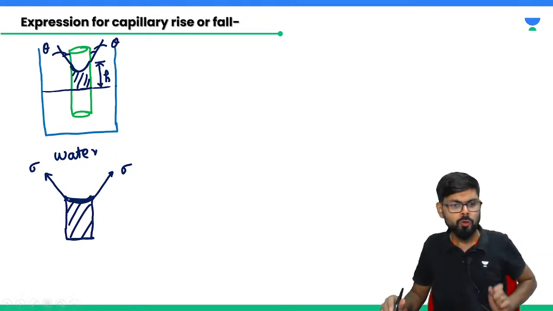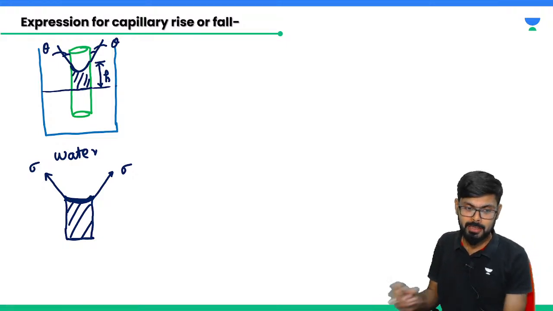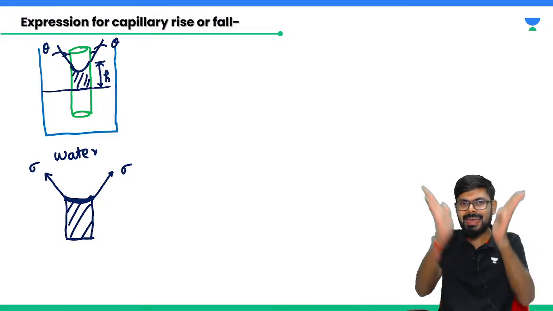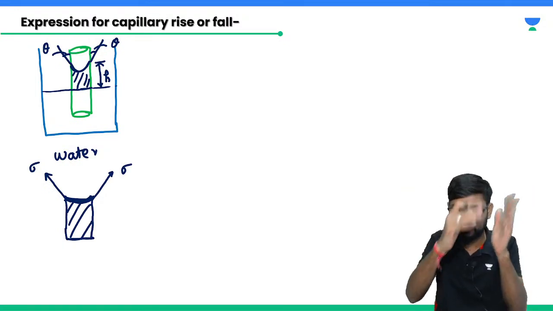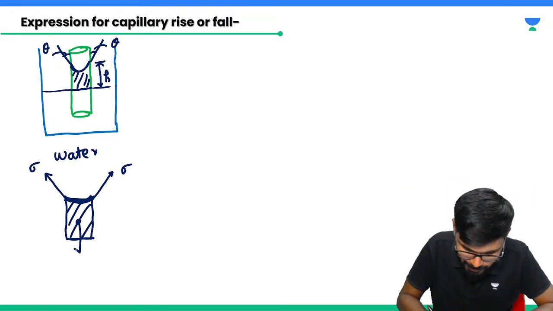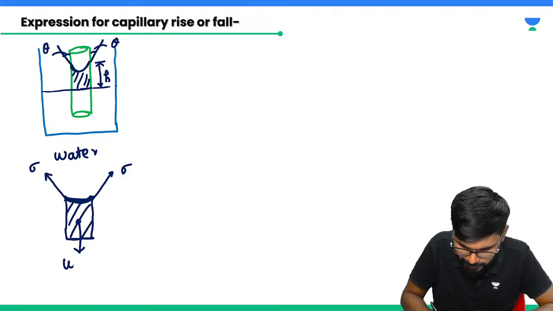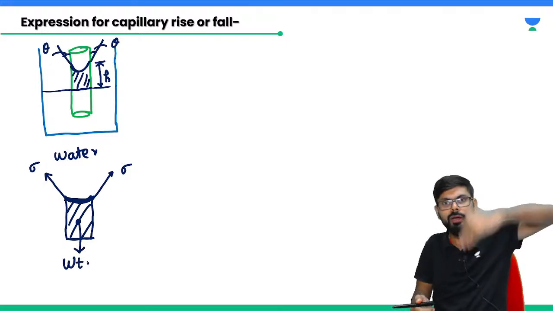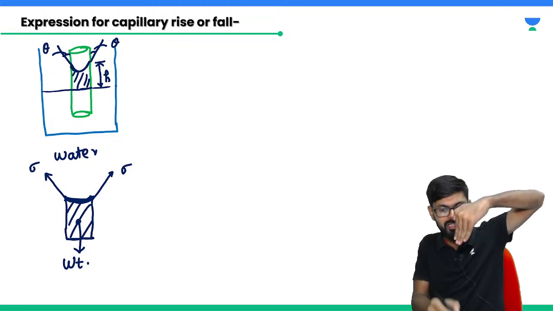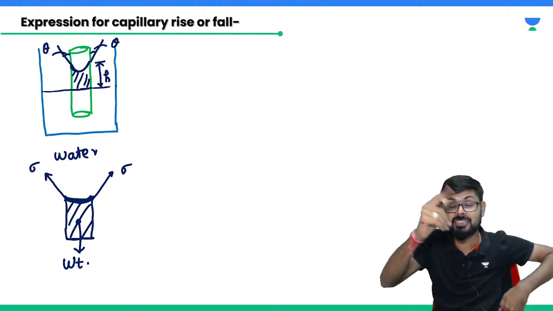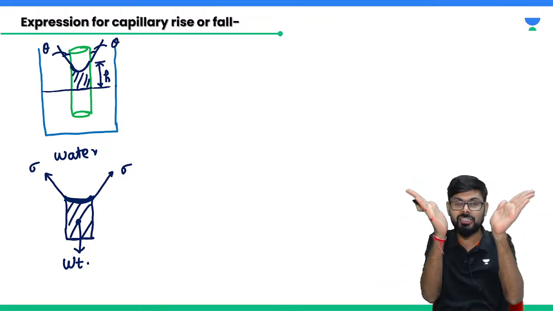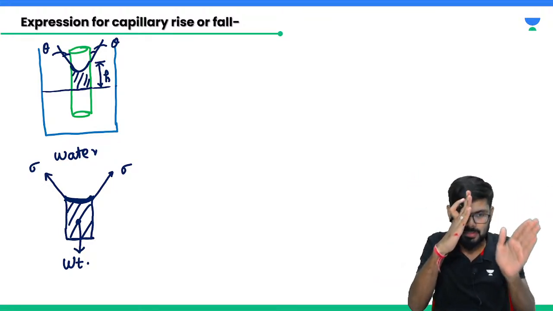Clear? No problem. Now here you can see that sigma is acting like this. One component of surface tension will be in the vertical direction, and mg, or weight, will act downward. This weight is going to be balanced by surface tension, but sigma is in this direction, so it is the vertical component of sigma.